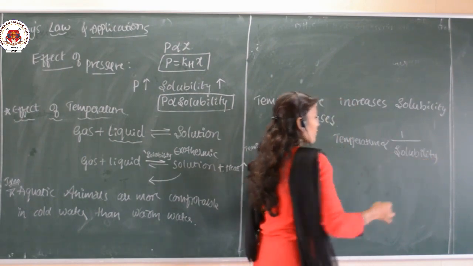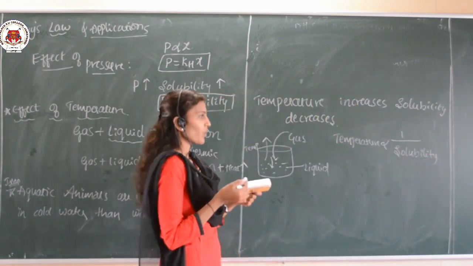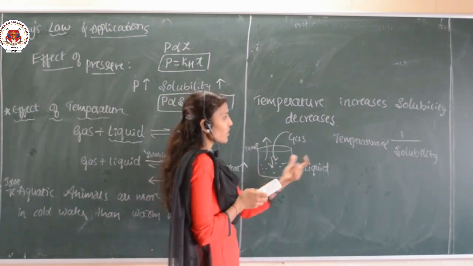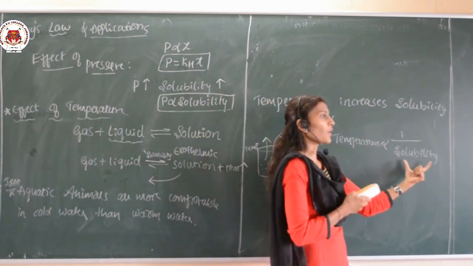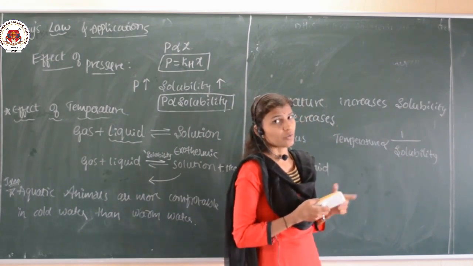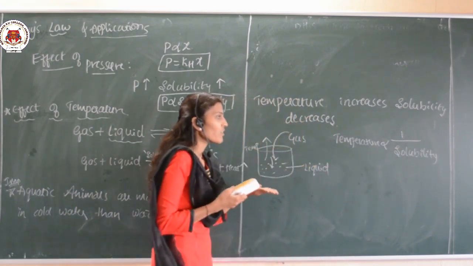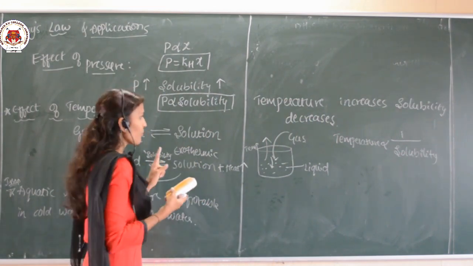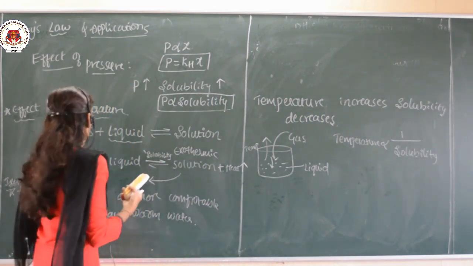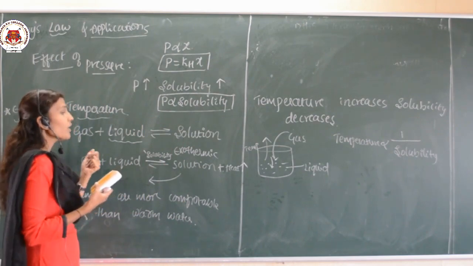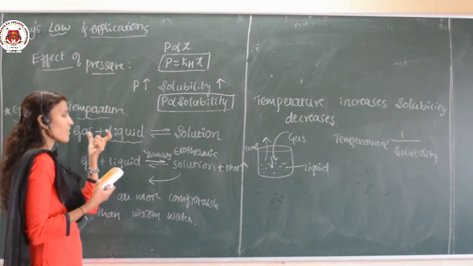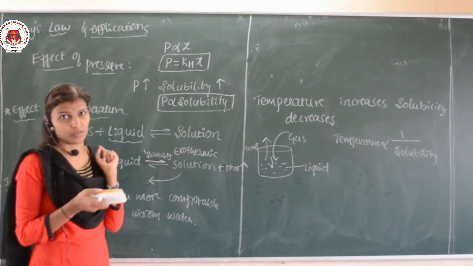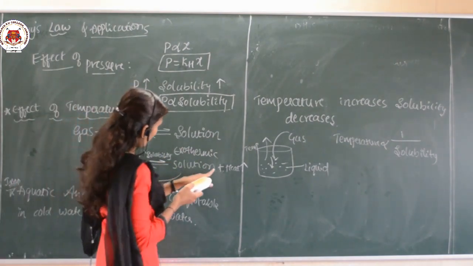The temperature has an inverse relationship with solubility; they are not directly proportional. As the temperature increases, the solubility decreases. So this is how we can state the effect of temperature. First, keep in mind how the temperature is going to affect it. When a gas is dissolved in a liquid, it is always an exothermic reaction.